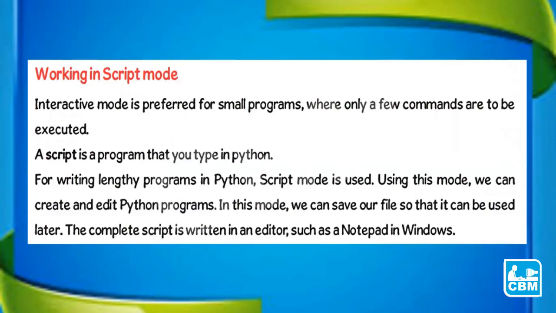There are two modes in Python. One is the interactive mode and the other one is the script mode. Interactive mode in Python is generally used for smaller programs where only few lines of commands need to be executed. A script is a program that you type in Python. So when we want to write lengthy programs in Python, script mode is used. In this mode, one can create, edit Python programs and save these files for future use. The complete script in Python is written in an editor such as Notepad in Windows.